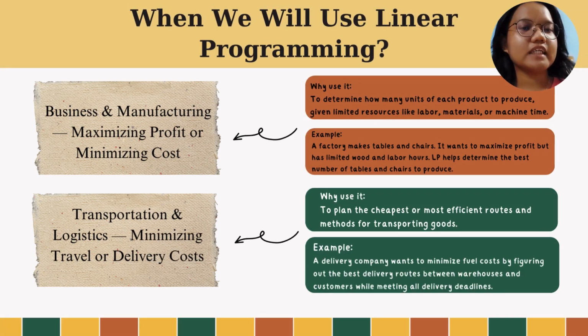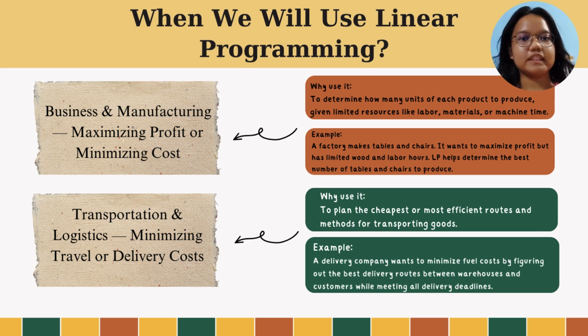In these two slides, I will talk about when we will use linear programming. We will use linear programming in 4 situations, which are business and manufacturing, transportation and logistics, workforce scheduling, and diet planning. We use it in business and manufacturing to maximize profit and minimize costs. We use it to determine how many units of each product to produce, given limited resources like labor, materials, or machine time.